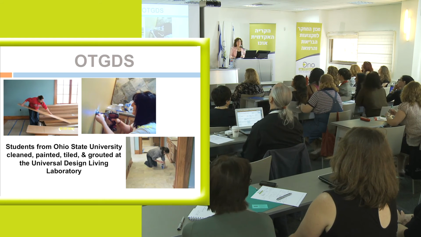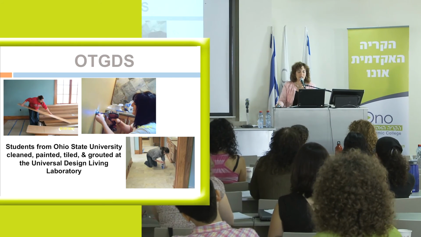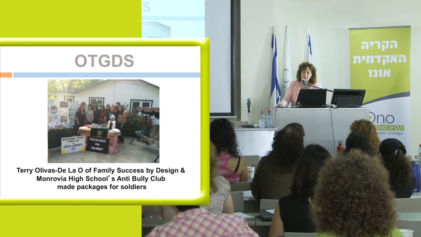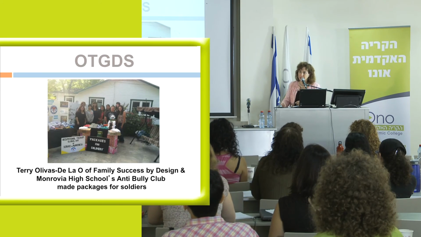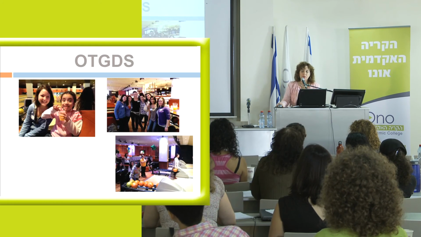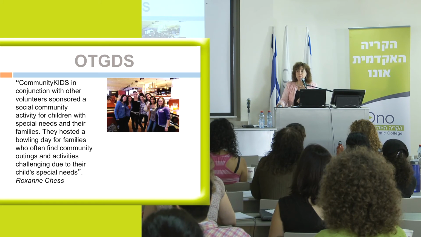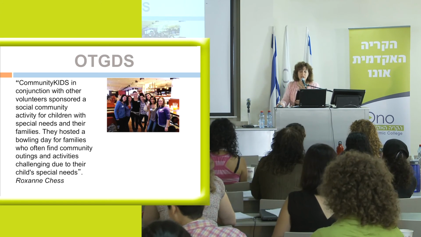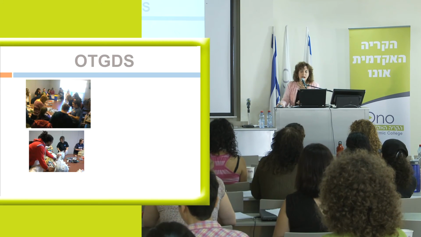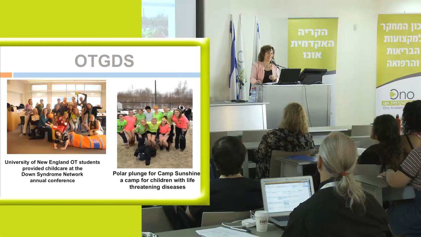Okay. Some of the things that people did. At schools, students helped and faculty built a universal design. In California, high school students who were part of an anti-bullying club started putting together packages for soldiers and sent them over. In New York, they were doing some bowling with kids as a nice activity for kids with special needs. At Penn State, they were making care bags for veterans. I love this quote, "We had a great time." So people did this and had fun together.